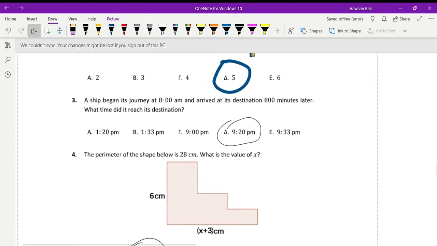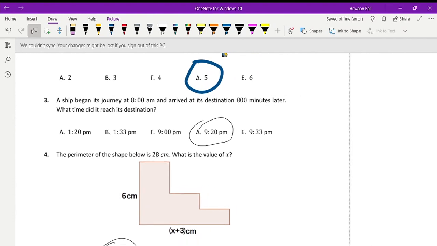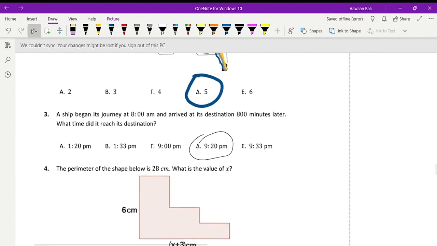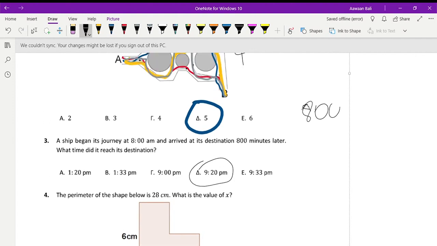A ship began its journey at 8 a.m. and arrived at its destination 800 minutes later. What time did it reach its destination? Basically, an hour is 60 minutes. So first we can find how many hours had passed. When you do 800 divided by 60, you can cancel the 2 zeros. 80 divided by 6.